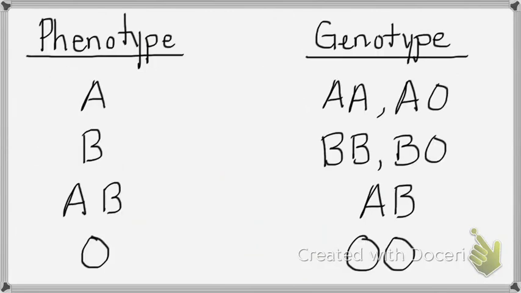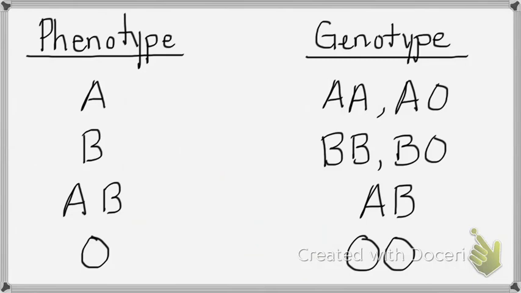So I just want to remind you real quickly, this was a table we had in our notes weeks and weeks ago. Blood type A, you could be AA or AO and be blood type A. And blood type B, you could be BB or BO. But if you're AB, your genotype is AB. And if you're blood type O, because O is recessive, you have to be OO.